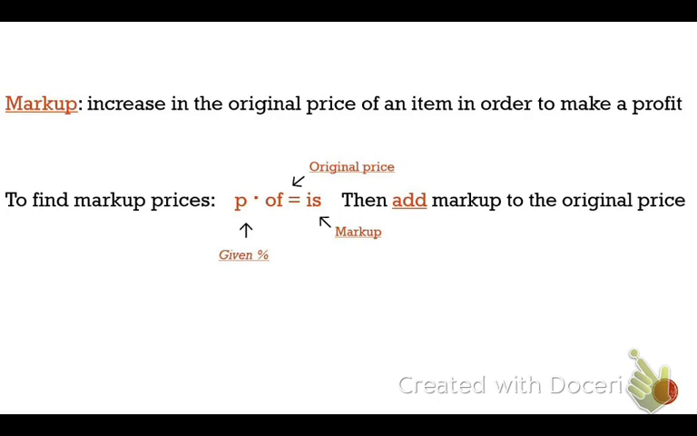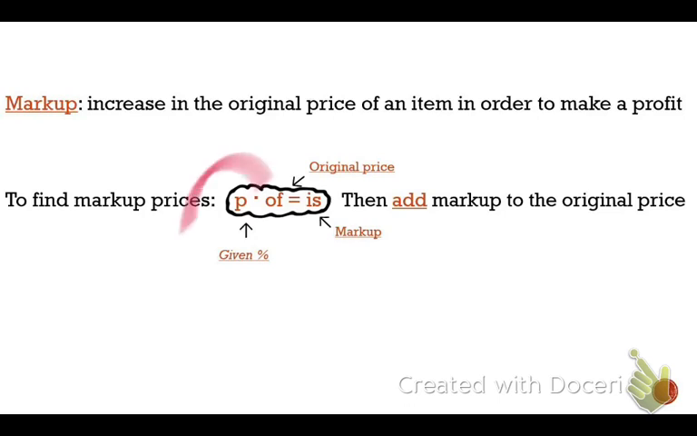So here you can see a markup is an increase in the original price of an item in order to make a profit. Stores need to make a profit in order to pay their employees. They might have to rent the space they're in, or pay a light bill. So they have to mark their prices up. In order to find markup prices, we are going to use the same exact formula. So if you would, take your pencil and put a cloud around that formula. There's a few things that are a little bit different.